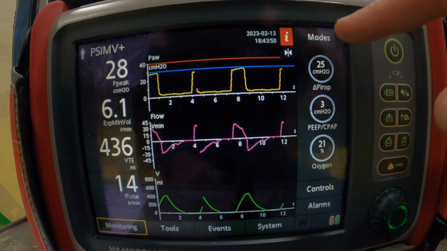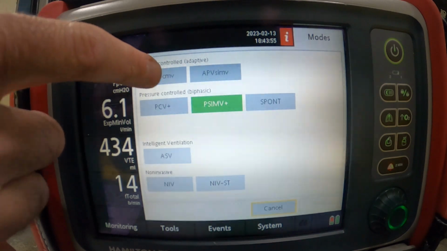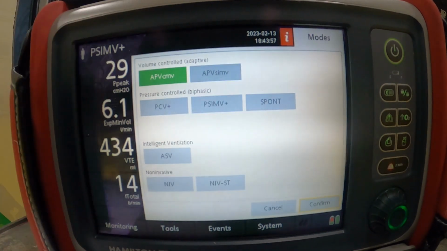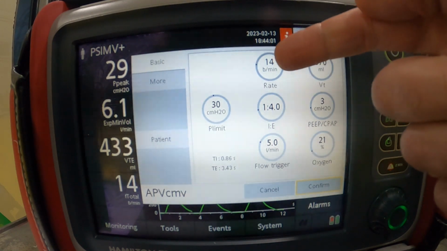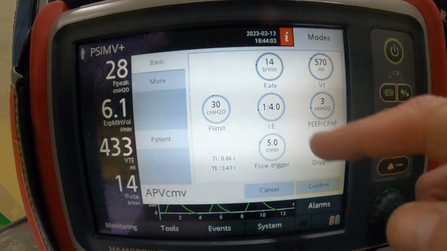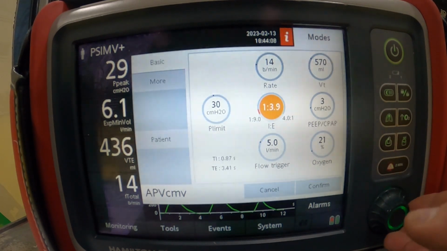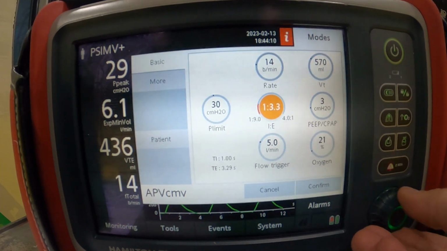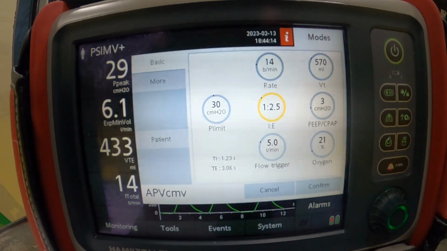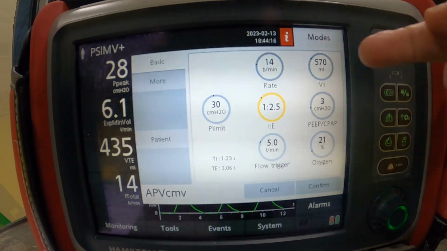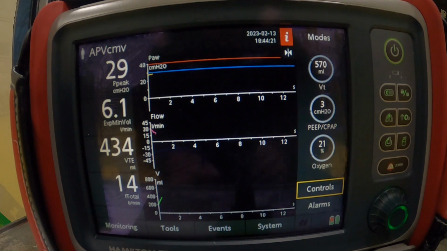Okay, let's go to the APV, CMV. Remember, this is adaptive. So let's go to this mode. Click confirm. Okay, so we're still at 14 breaths a minute. What were we at for our IE on the other one? We were at a 1 to 2.5. So let's take that to a 1 to 2.5, so we're apples for apples. And tidal volume would be appropriate there. So let's click confirm.